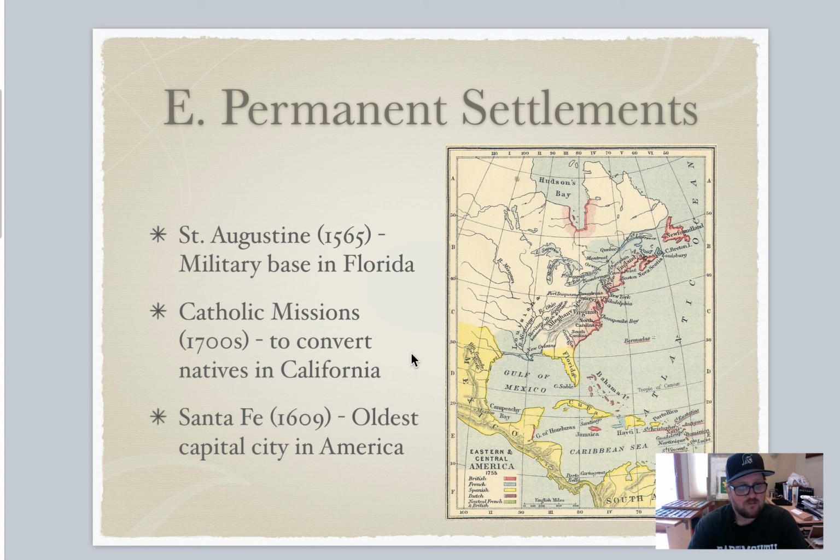Well, I don't have a picture of that, but the Catholic missions are going to be up and down the California coast. And Santa Fe is going to be the oldest capital city, basically being set up in 1609 in northern New Mexico.